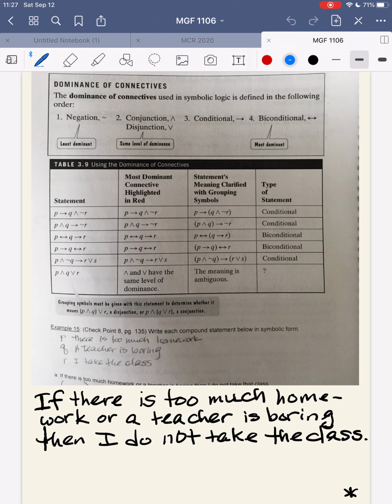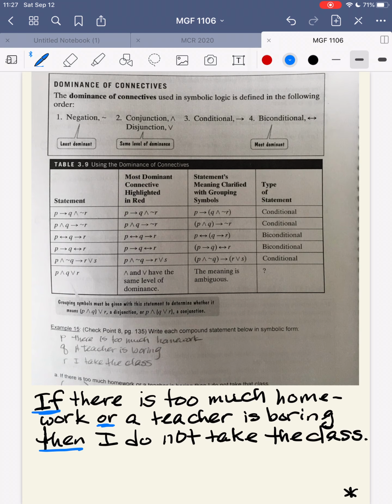All right. So if there is too much homework, I want to look at the word or here. So I know there's a disjunction there. A teacher is boring. Then I do not take the class. So I have an if-then going on. And I have three separate statements here. P, there is too much homework. Q, a teacher is boring. And R, I take the class.